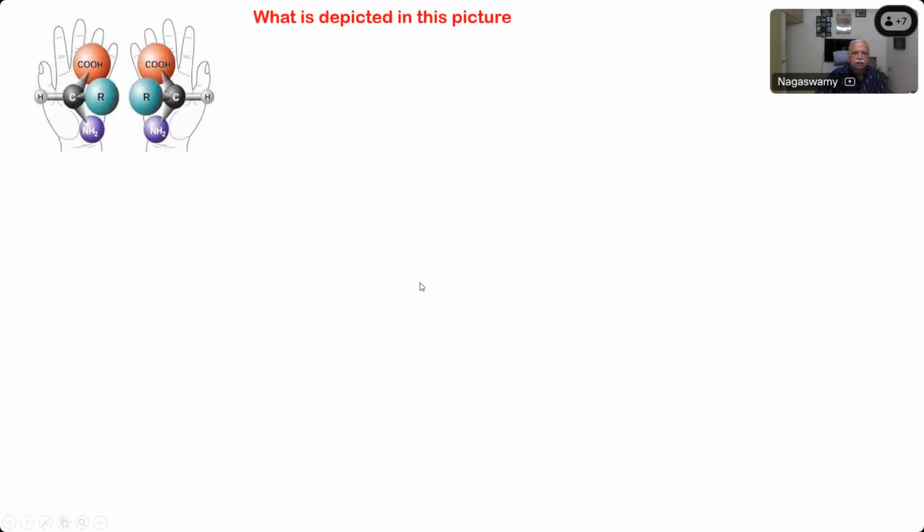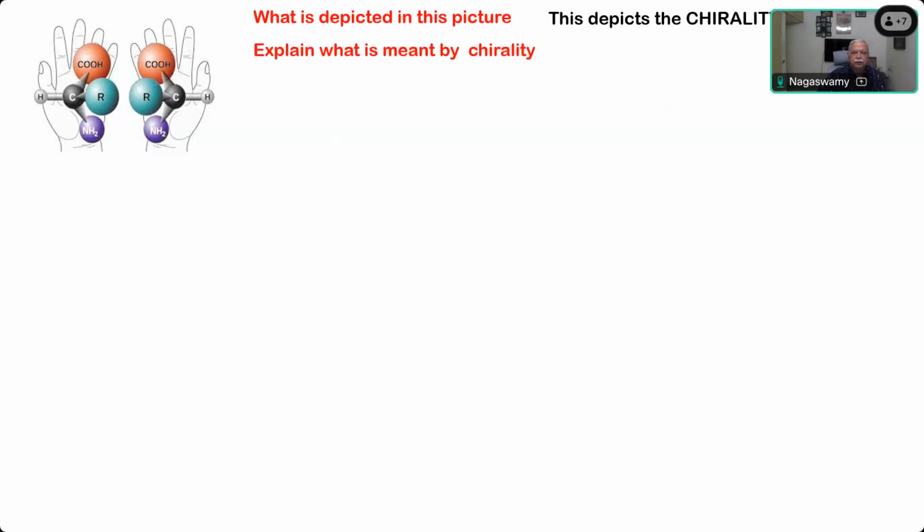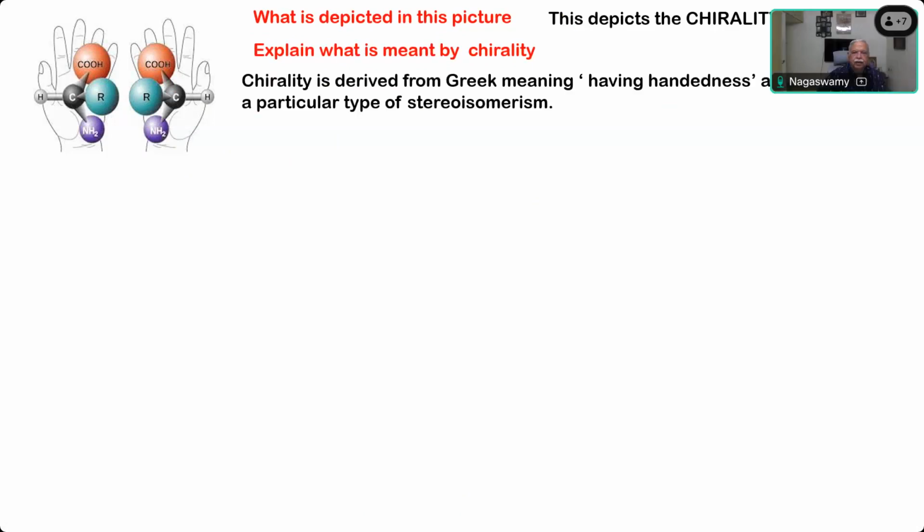What is depicted in this picture? Pharmacology question. Chirality of the molecules depicts the chirality of the drug. What is meant by chirality? Mirror image. Derived from Greek word having handedness. This is a type of stereoisomerism. Okay, the type of stereoisomerism.